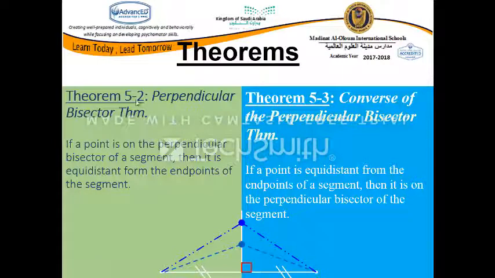Here we have Theorem 5.2 for the perpendicular bisector. As we said, if a point is on the perpendicular bisector of a segment, then it's equidistant from the endpoints of the segment. The converse of the theorem: if a point lying on a line is equidistant from the endpoints of the line segment, then this point is on the perpendicular bisector.